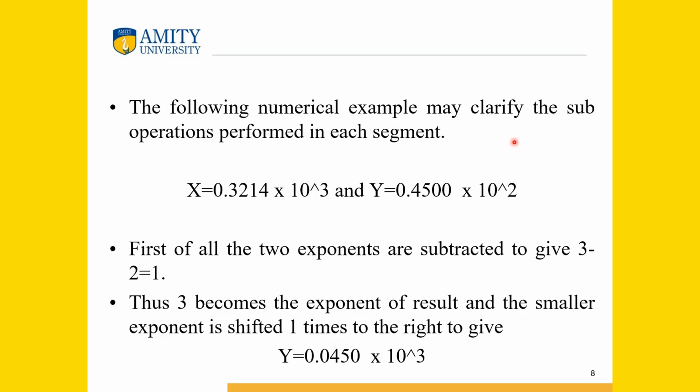We can take a normal numerical example for clarifying these sub operations. First we have x as 0.3214 times 10 power 3 and y as 0.45 times 10 power 2. The first exponent is subtracted from the second. We get 3 minus 2 as 1, thus 3 becomes the result, because 3 is greater, and the smaller is shifted one time. Now this is the normalization. We shift the mantissa once towards the right, and then the exponent is increased, thus giving us the same exponent in the result as the greater exponent.